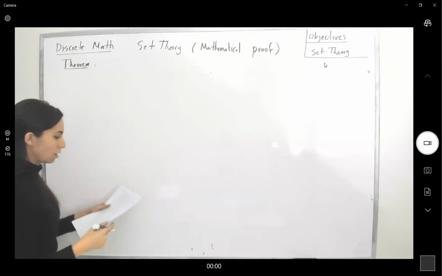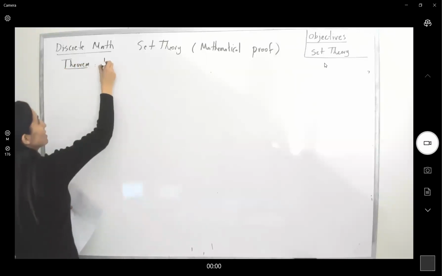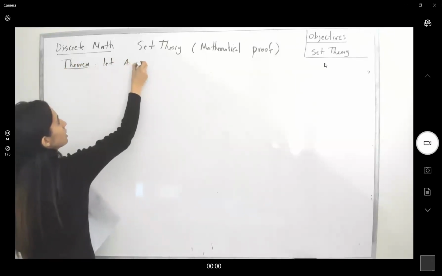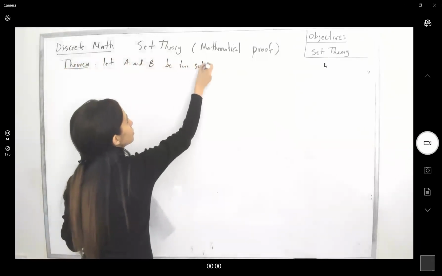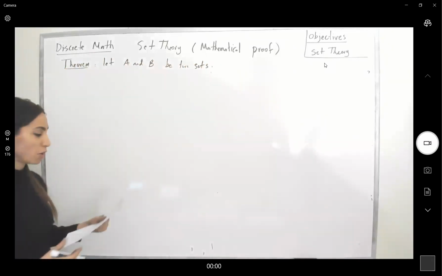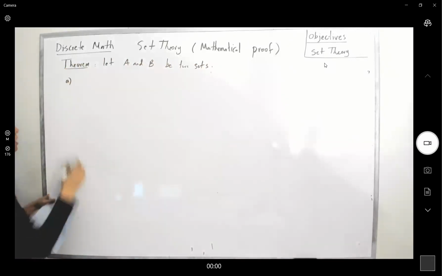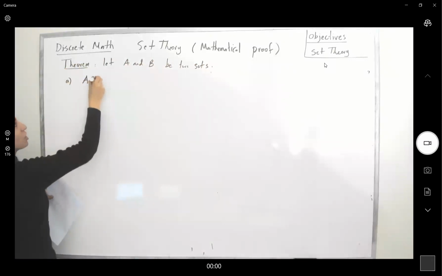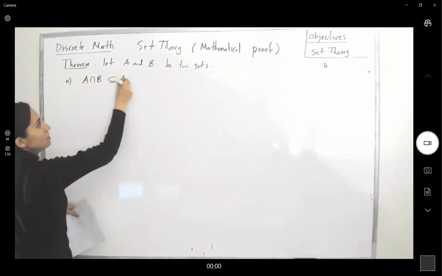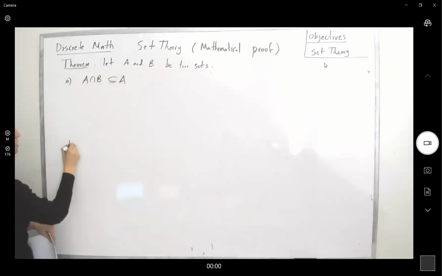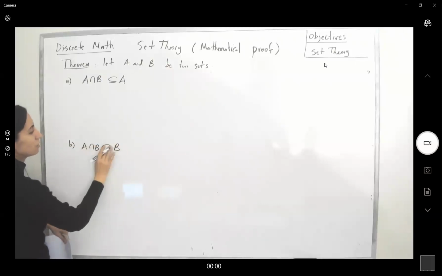Here, the first theorem says, suppose you have 2 sets. Let A and B be 2 sets. Okay, we have the following. If you take the intersection between A and B, it's going to be a subset of A. If you take the intersection between A and B, it's going to be a subset of B.